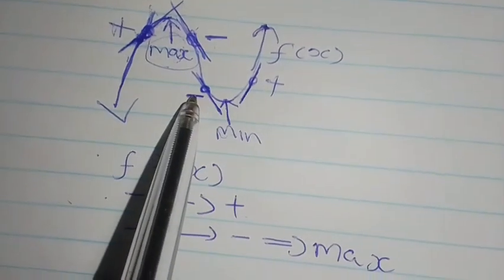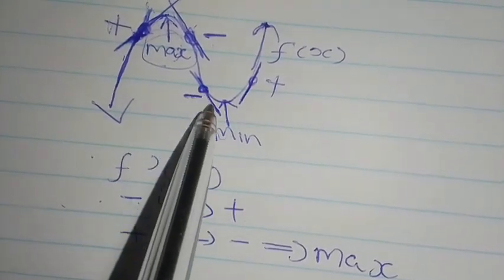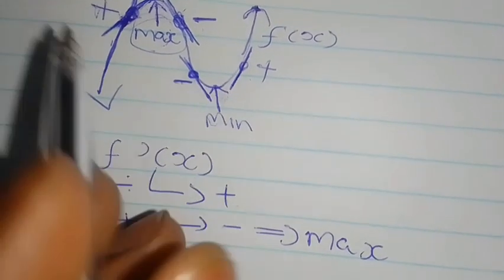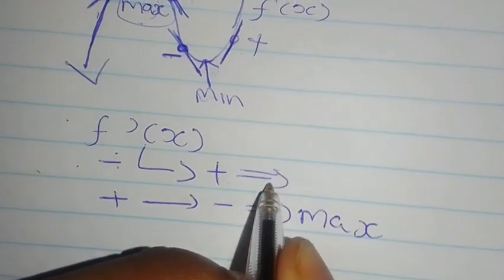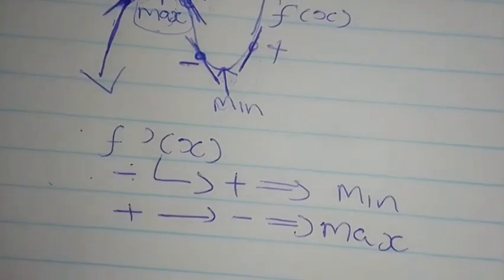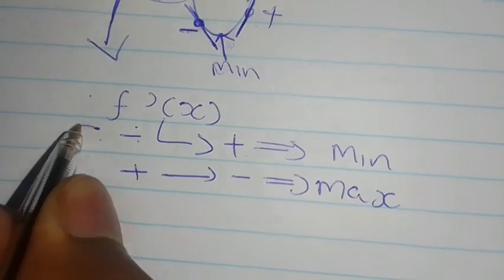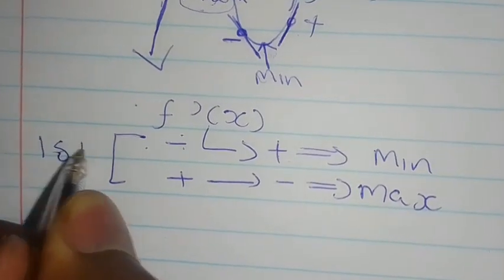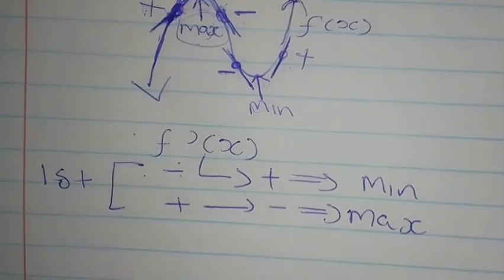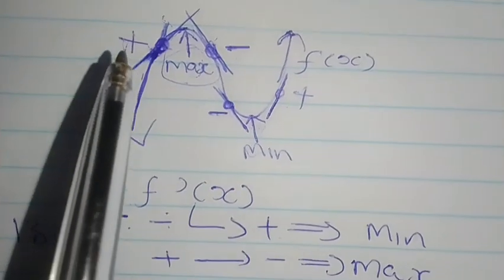And now here the gradient, which is f prime, goes from negative to positive. If it goes from negative to positive, you realize that here you have a local minimum. So that's basically what it means. We call this the first derivative test. Now, what about the second derivative test?